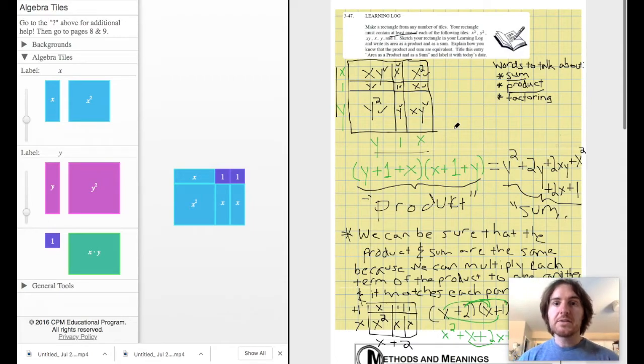Finally, it says title this entry as area as a product and as a sum and label it with today's date. So I'll go ahead and do that.